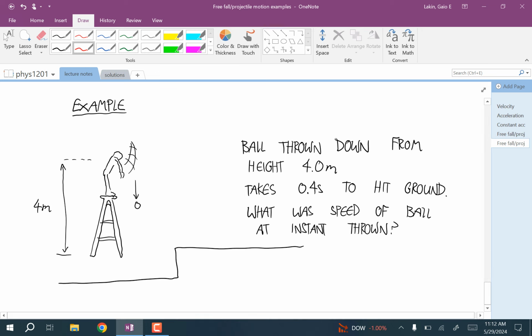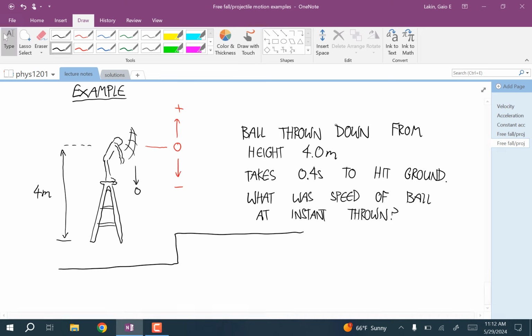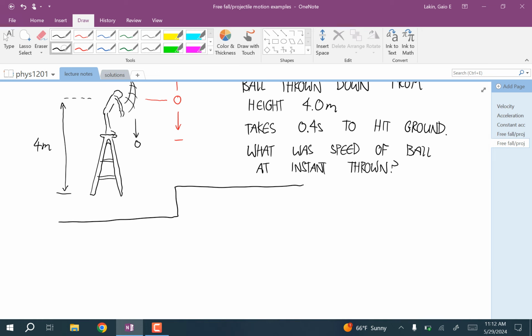Well, like I'm always going to do, I'm going to choose my 0 to be where it was thrown from, and my positive to be up, and my negative to be down. I'm going to turn the stopwatch on when the ball was thrown. And then I'm going to look at the stopwatch when the ball reaches the ground level. So the time equals 0 is when the ball is thrown. We don't know anything about the velocity there, but we're going to call it v sub 0.